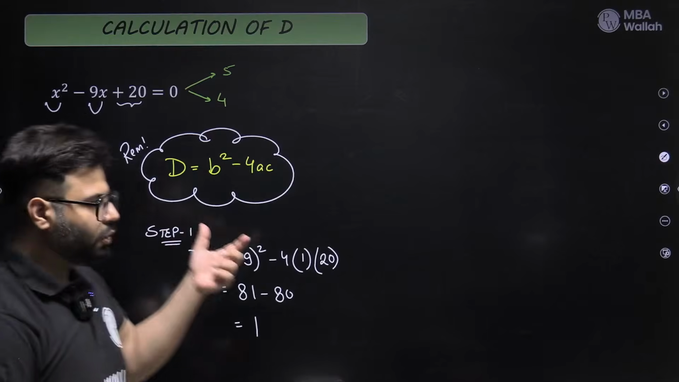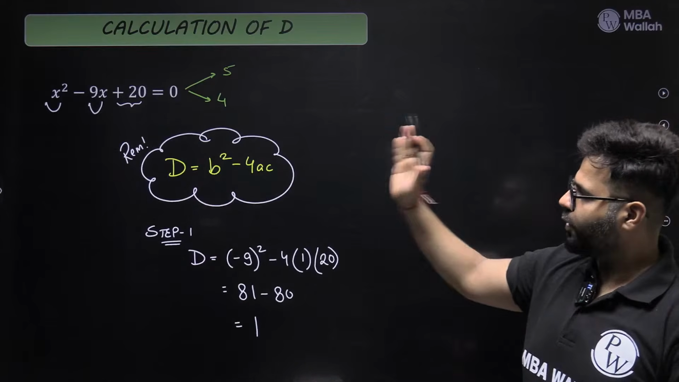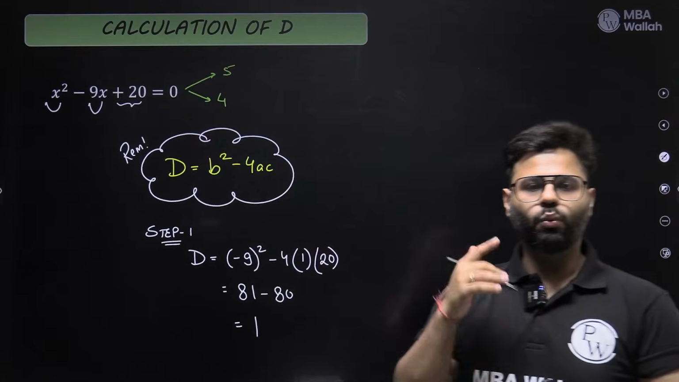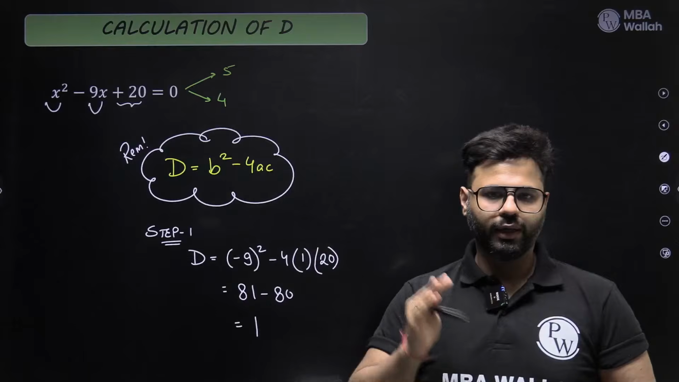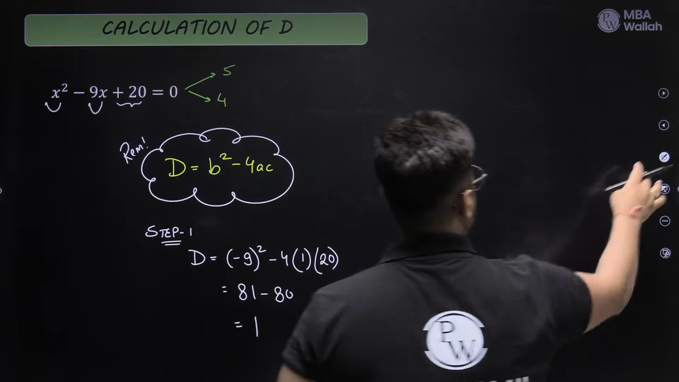Now why this is called D or discriminant, we'll know that later, right? But are you able to find out the value of D? It's not going to be plus minus 1, it's going to be 1, right? Exactly 1, 81 minus 80. Now the next step, we'll be able to find out the roots, right?